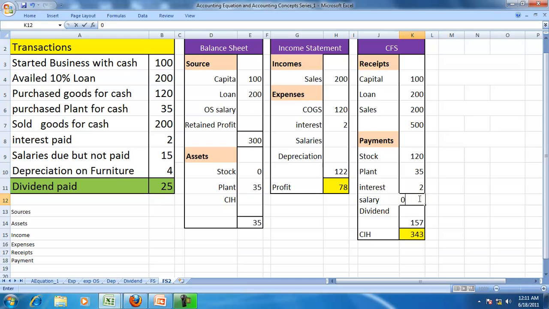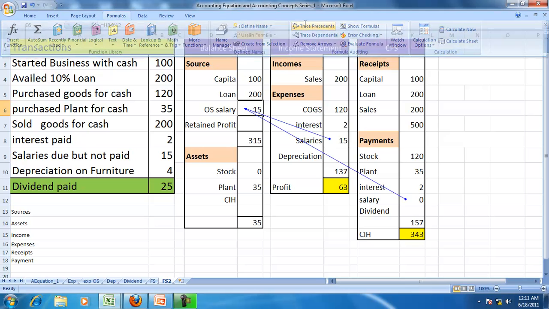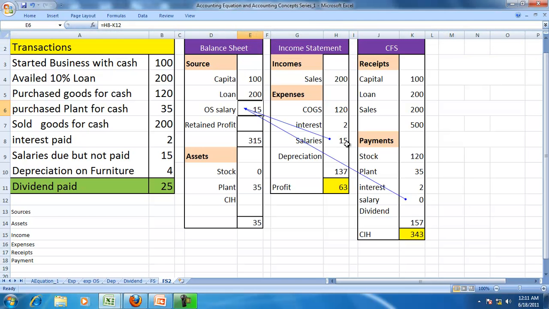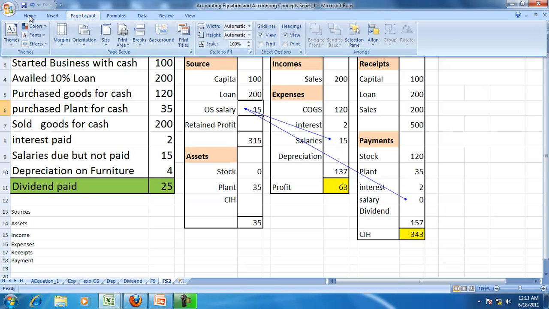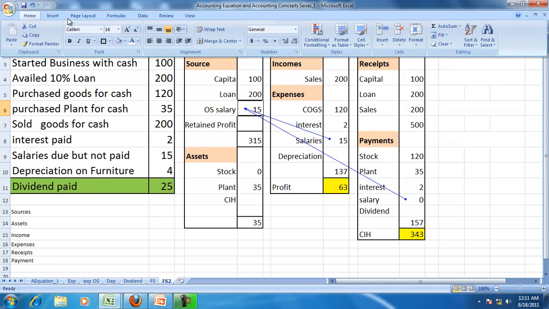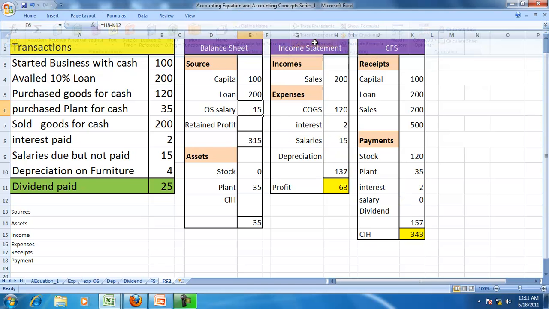Now if you see here, salary due but not paid. So I'm not paying salary, 0. But salary is an expense because of the accrual concept, so I have to show salary. If you have not paid salary but it is an expense, there is a need to show salary as a liability. Let me explain that once again: salary is an expense but not paid, so it is a liability. An expense not paid is a liability. But if you pay it, then it is an outflow of cash.